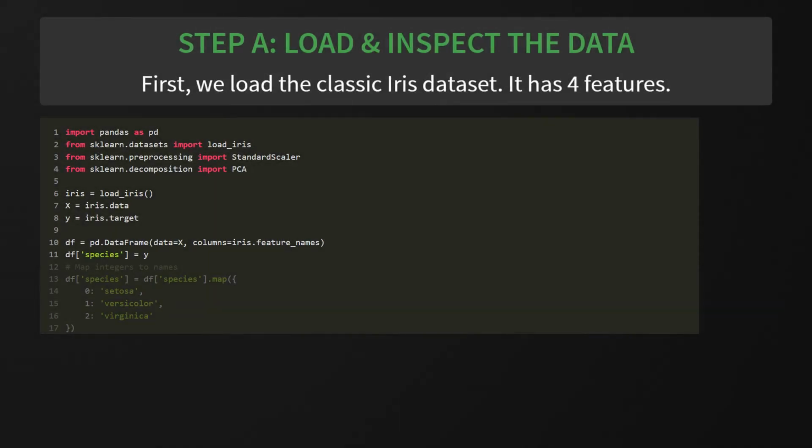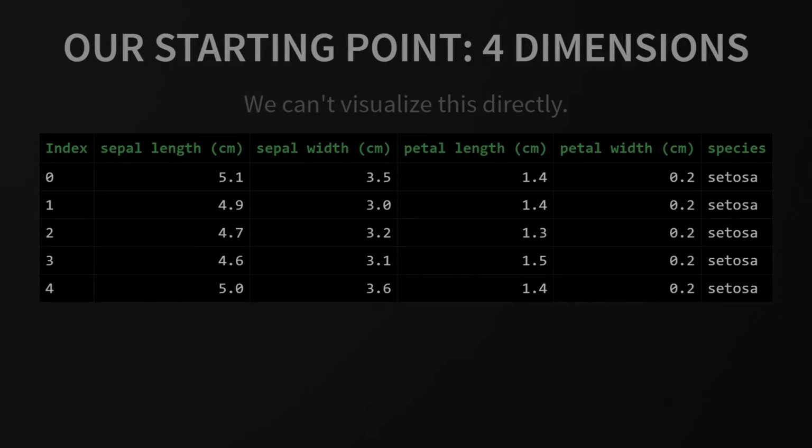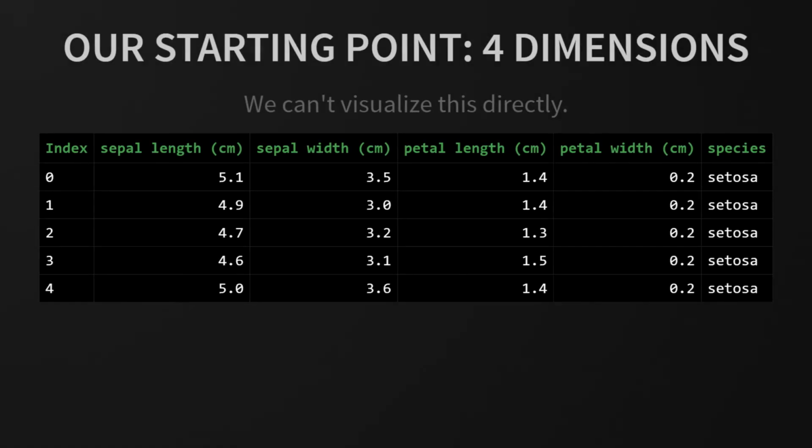Okay, let's get hands-on. The first step is always to load and understand our data. We're using the famous iris dataset, which has 4 numerical features describing different flower species. Here's what the raw data looks like. Notice the 4 columns of measurements. Our goal is to squish these 4 dimensions down to 2, without losing the core information that separates the species.